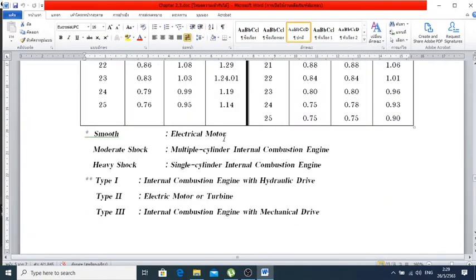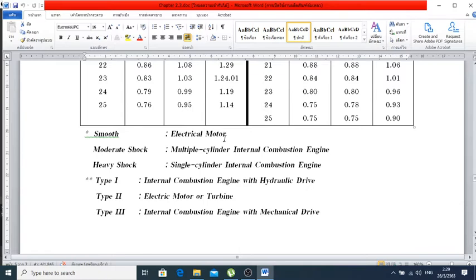Smooth means an electrical motor, as you guys studied before in your electrical engineering course. An electrical motor is typically a very smooth drive. We just close the circuit, and the motor is going to run with constant voltage, constant current. So everything is going to run smoothly.